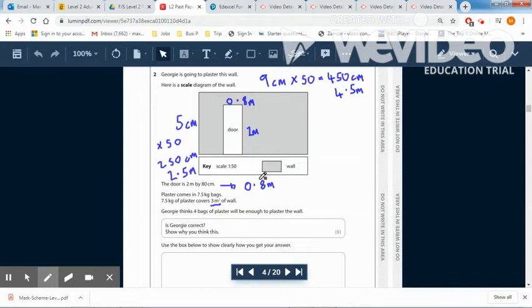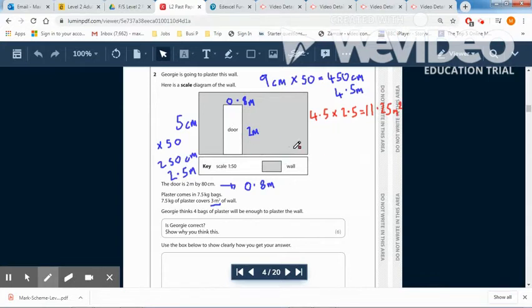So now we're going to start to work through this. So she thinks 4 bags will be enough. We're going to find the area of the wall and the wall alone. First of all, we're going to find the area of everything, then we're going to take away the area of the door. So the area of everything, we're going to do 4.5 times 2.5. If we work that out, it's going to give us 11.25 meters squared.